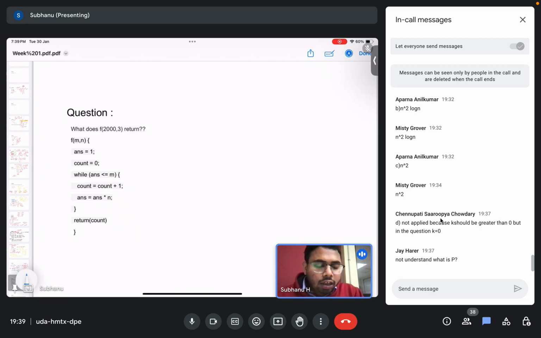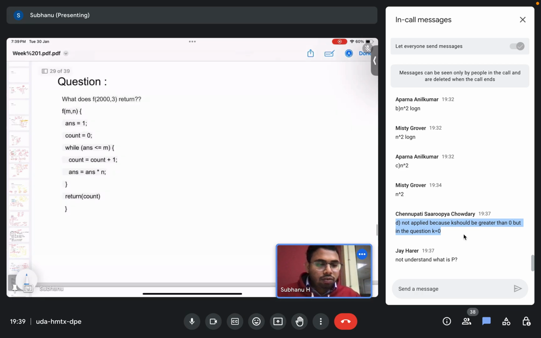Yes, D is not applied because k should be greater than 0, but in this question k is equal to 0. Yes, that is also true. So please try to solve this question.